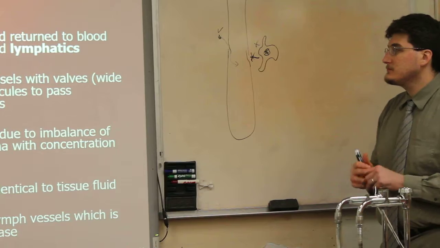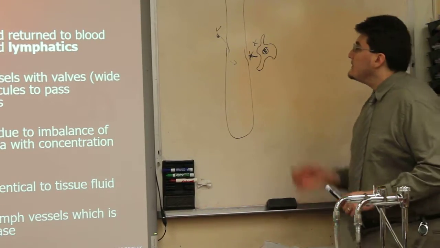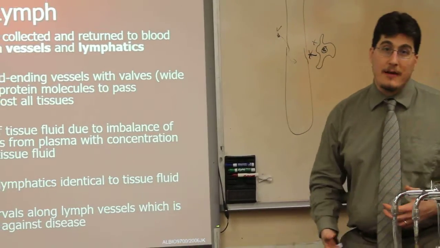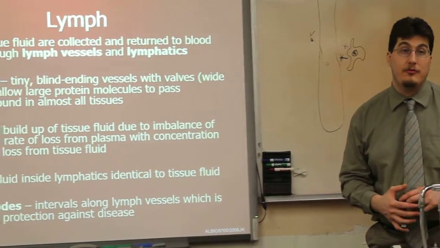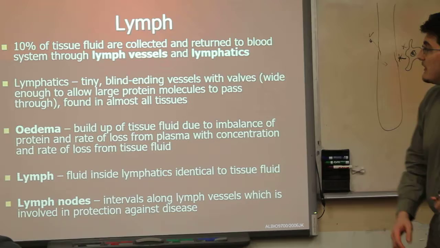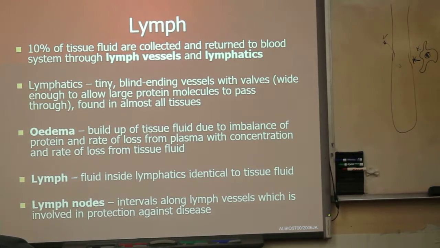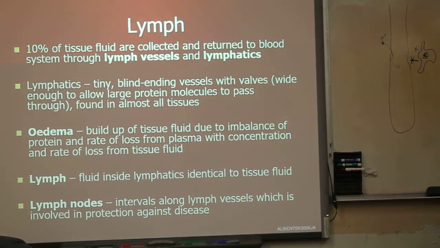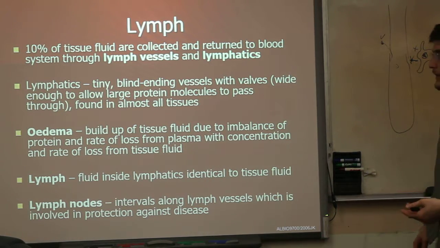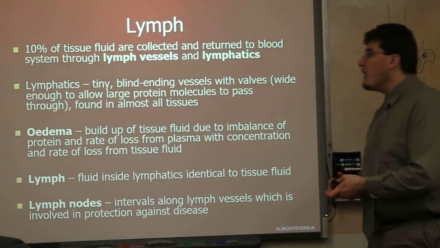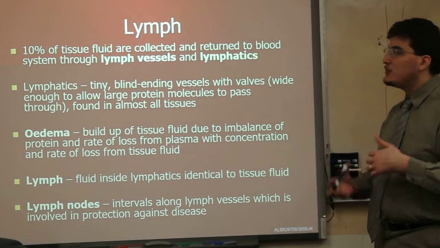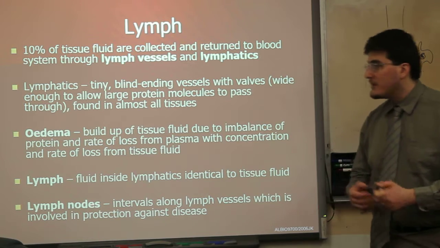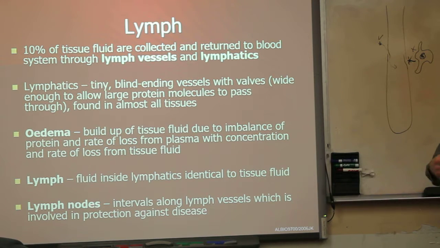Now, lymphatics are found in nearly all tissues. Anywhere you have capillary beds, you're probably going to have lymph. So edema, which the British spell O-E-D-E-M-A and Americans spell E-D-E-M-A, is going to be the buildup of tissue fluid due to an imbalance of protein and a rate of loss from the plasma with concentration and rate of loss from tissue fluid.